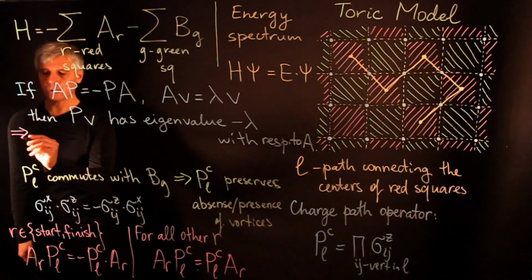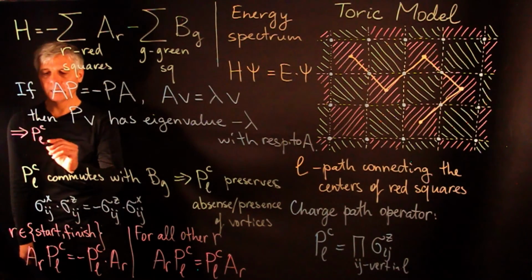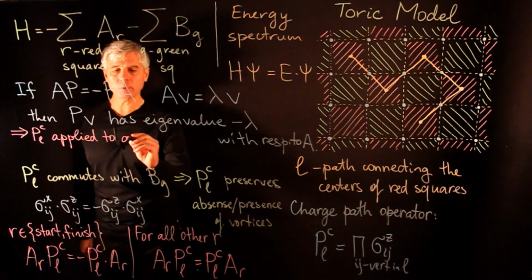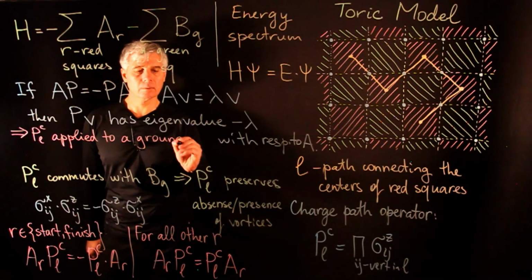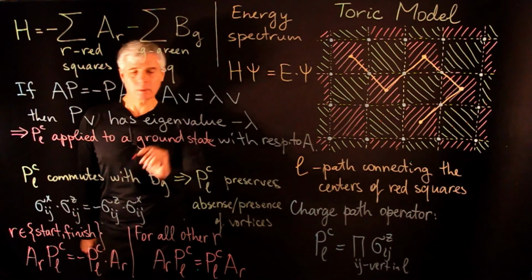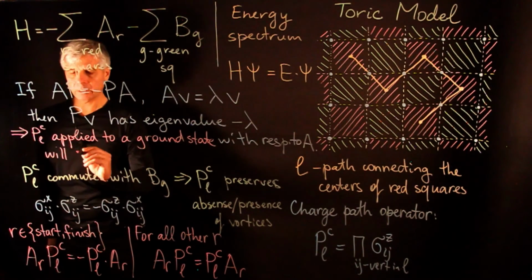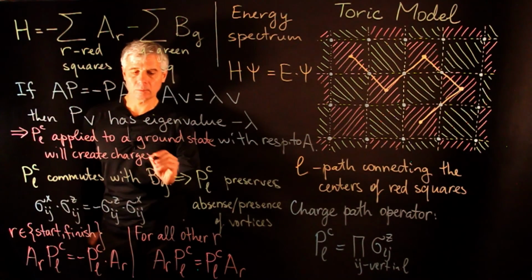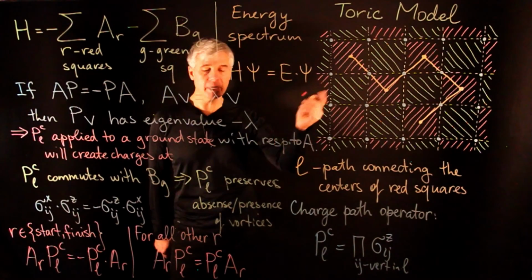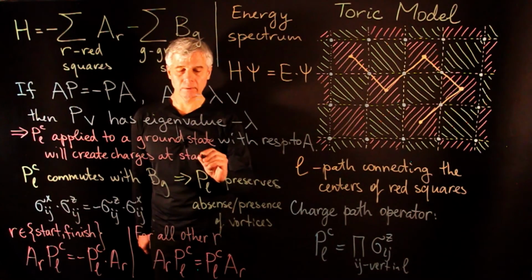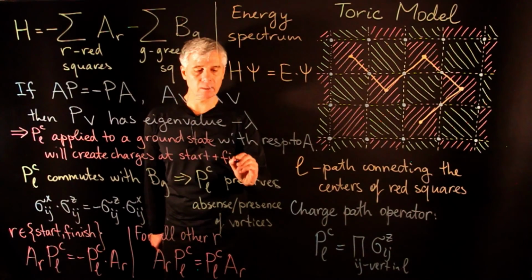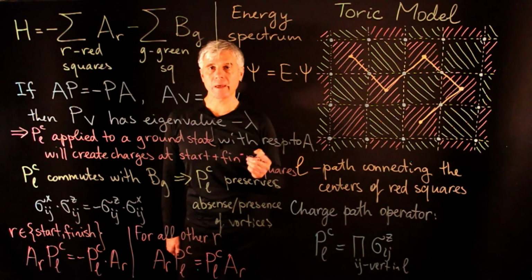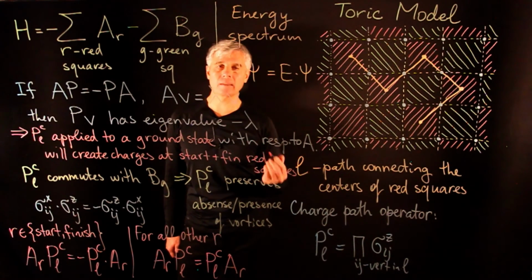This means that the charge path operator applied to a ground state will create charges at two red squares, at the starting and finishing red squares. And thus, it will increase the energy of the state by 2.